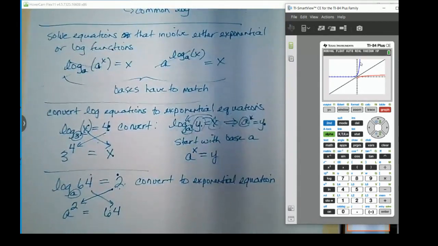For right now, we're not even trying to solve these equations that we get. We're just trying to convert from one form to the other form. So all we're trying to do with this is convert it to this form. We're not worried about solving for the a. We'll get to that later.